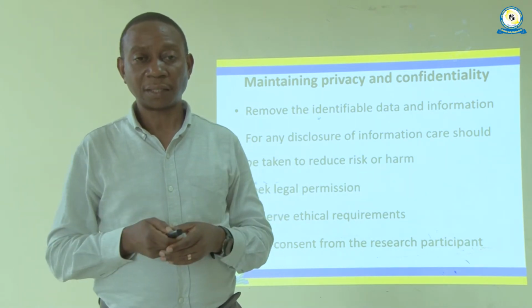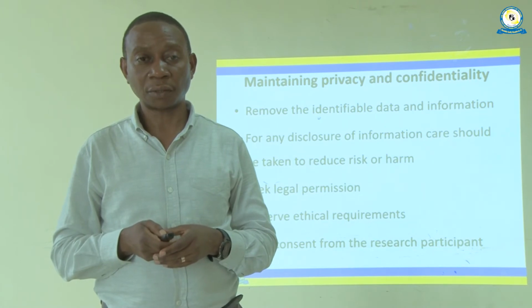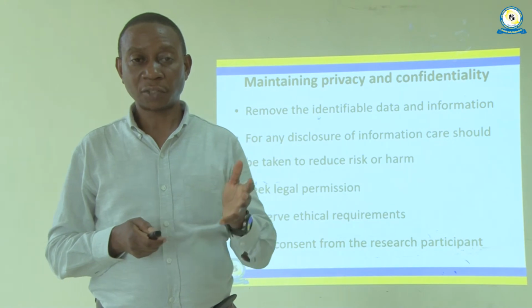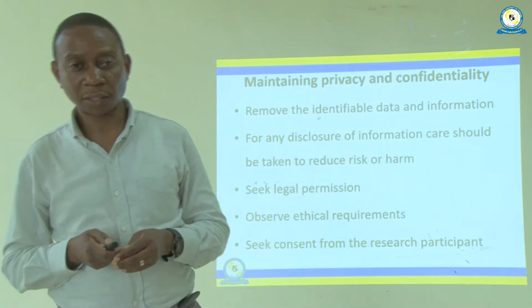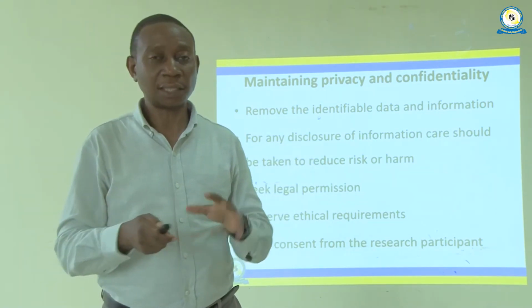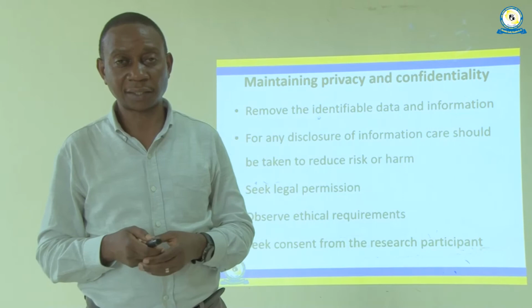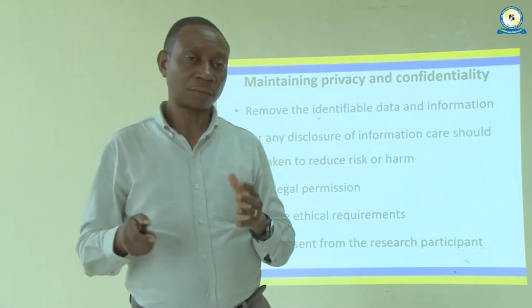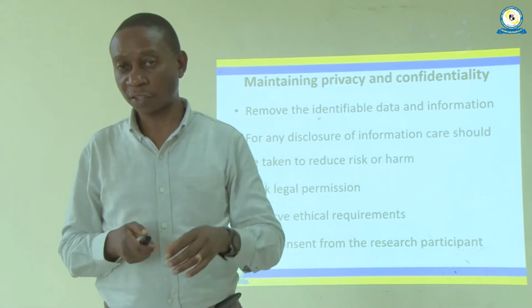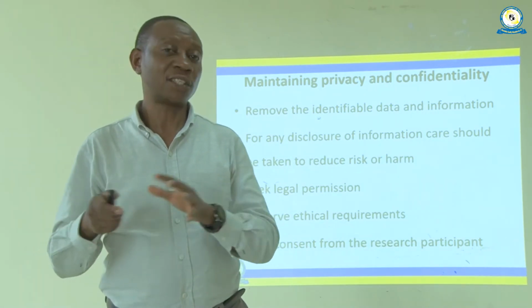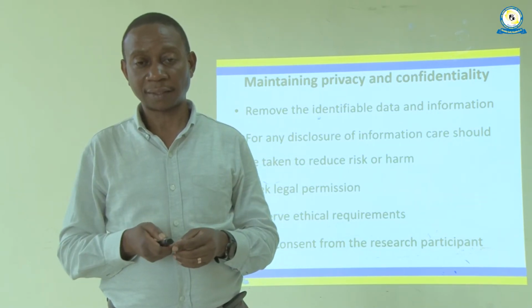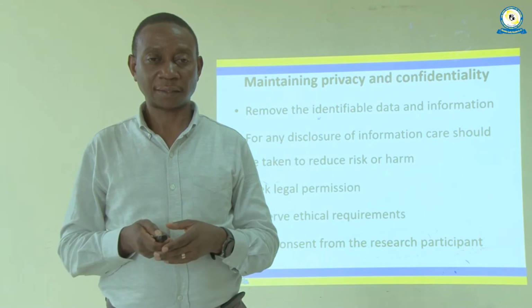This we should maintain. When we look at maintaining privacy and confidentiality, we need to make sure that we remove the identifiables. By identifiables we mean names and any personal information taken from the client. To maintain privacy, you should not disclose the names and the other issues that are related to social ethics and research ethics.